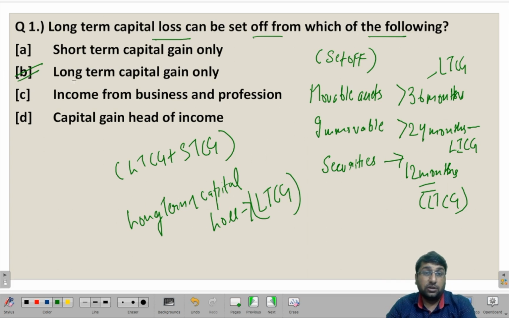You have to remember this very properly, that there is a different set of procedure for short-term and long-term capital gains. For short-term it could be set off from both, and for long-term capital loss it can be set off only through long-term capital gain. Moving to the next question now.